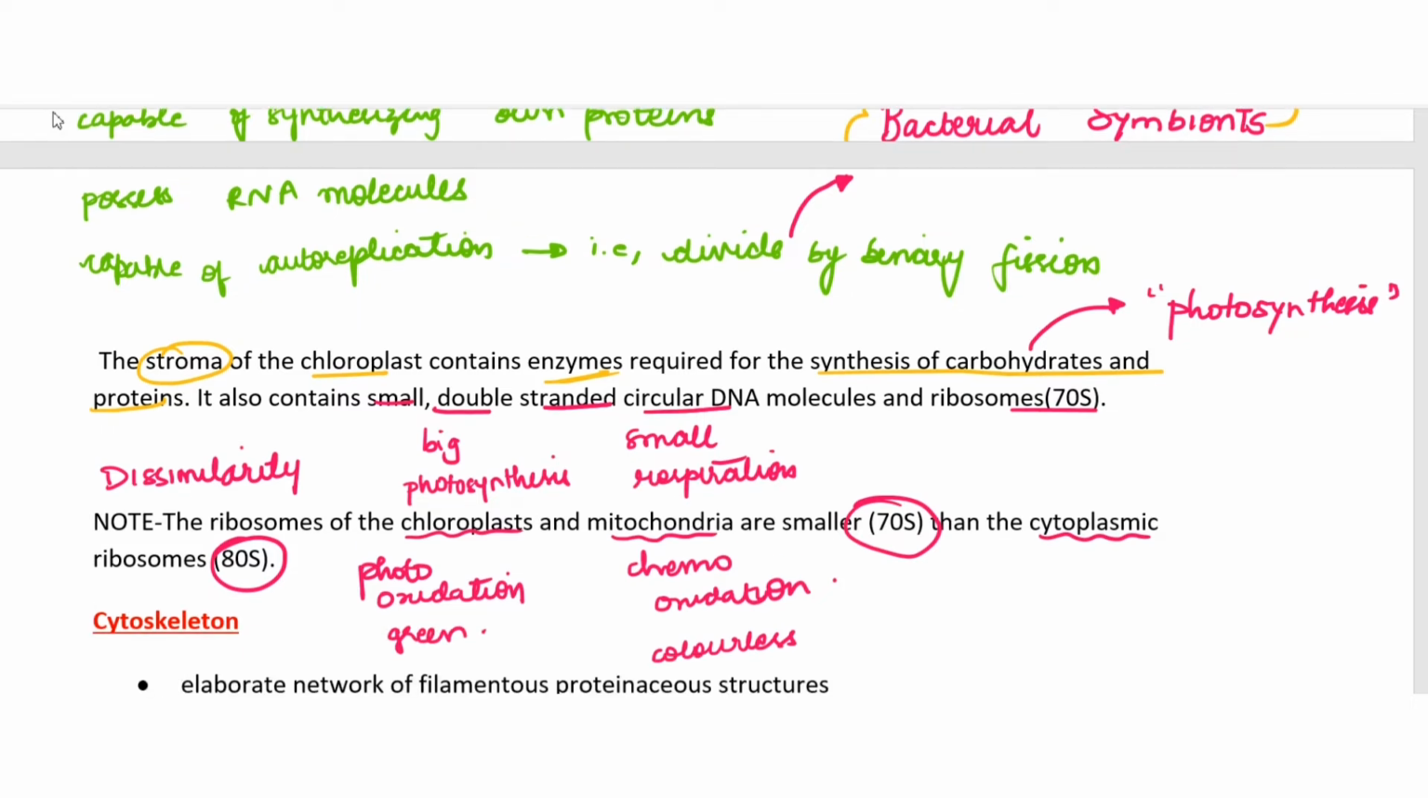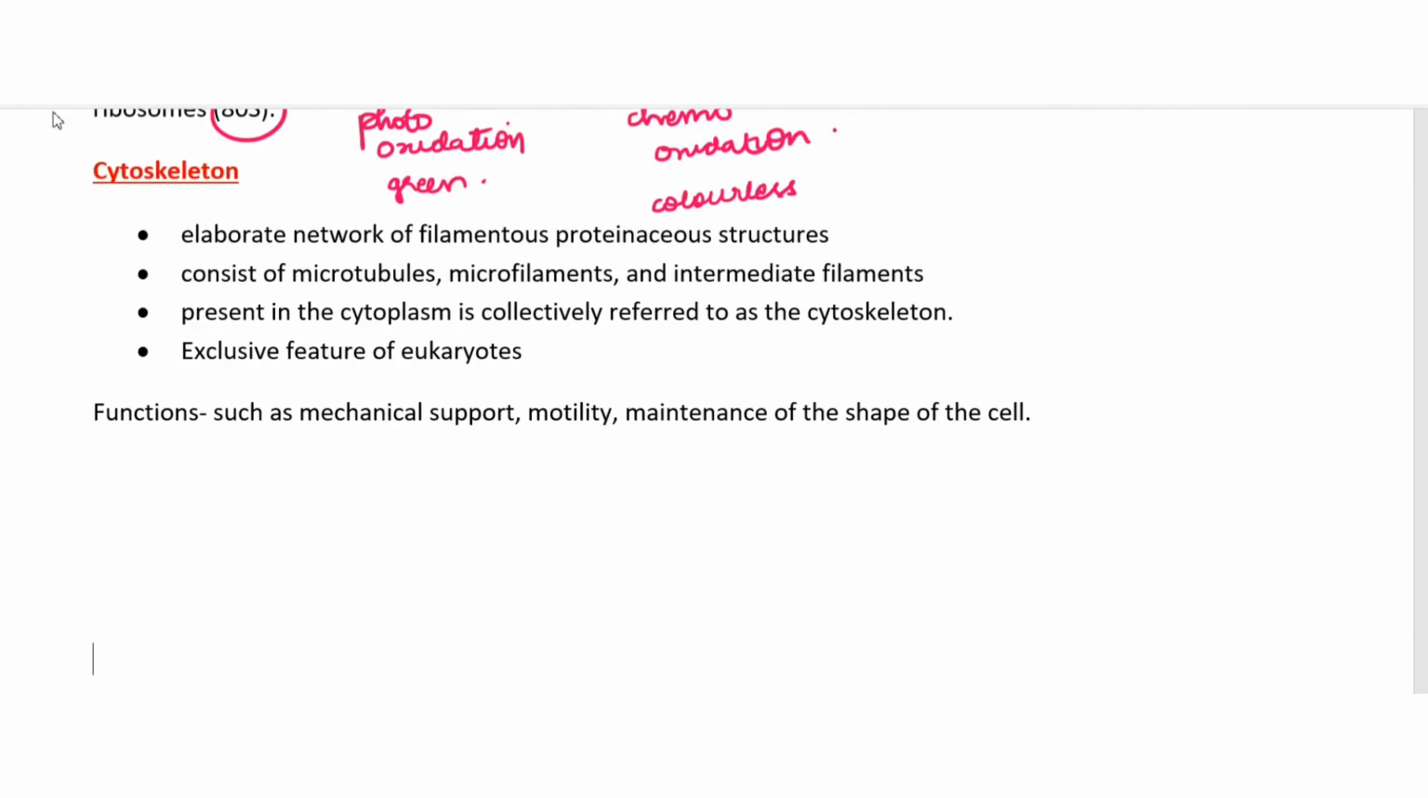Now we have something known as cytoskeletal elements, which is unique for eukaryotes. These are an elaborate network of filamentous proteinaceous structures which consist of three components: microtubules, microfilaments, and intermediate fibers. These are present in the cytoplasm and are collectively known as the cytoskeleton.